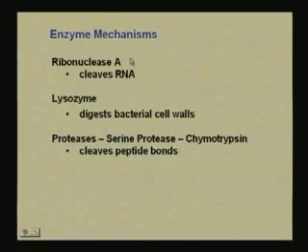Okay, so that's exactly what we'll see for each of these three cases: how ribonuclease A, after cleaving RNA, gets back to its original RNase A structure, where it can go and cleave another RNA. The lysozyme, similarly, we'll see how that works, and also chymotrypsin, which cleaves peptide bonds.